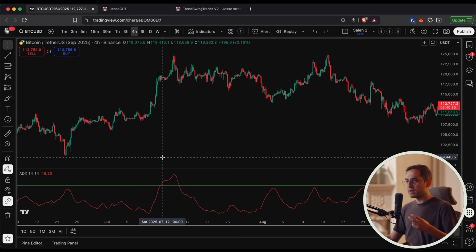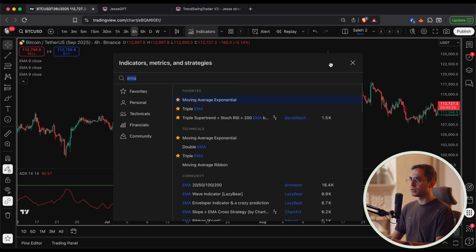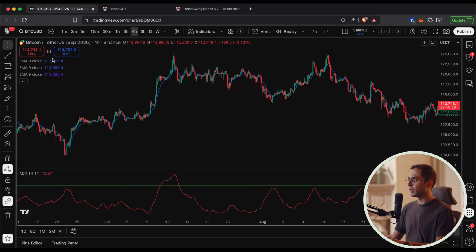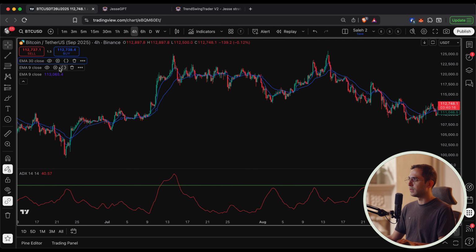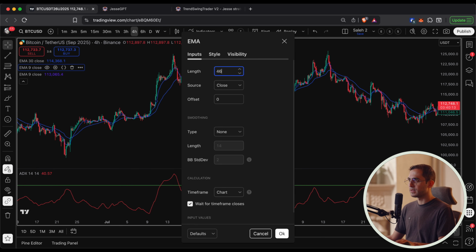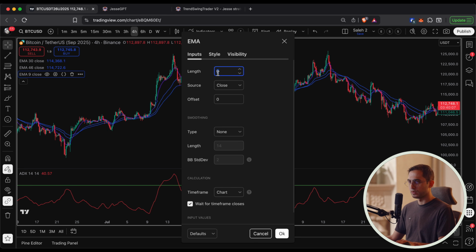Next, we want to make sure it is an uptrend or a downtrend and take a trade according to that. For that, we're going to simply use 3 moving average lines. So let's look up EMA and add it 3 times to my chart. And then we're going to change the periods. First, instead of 9, let's use 30. Next, I'm going to edit this to 46. And next, I'm going to increase it to 80.